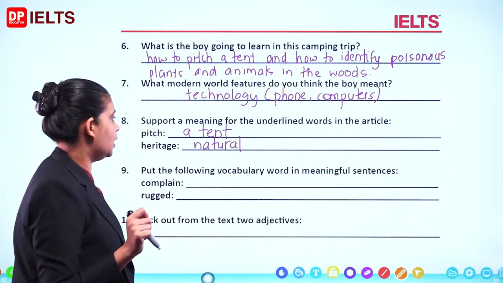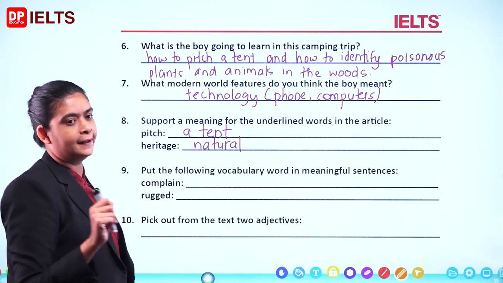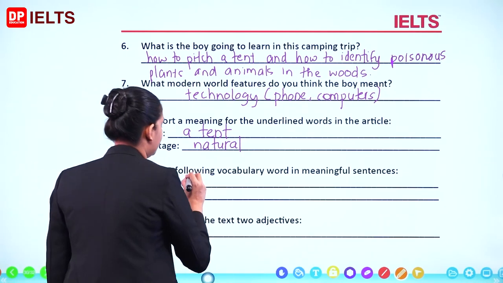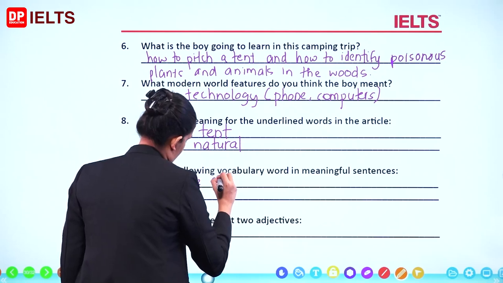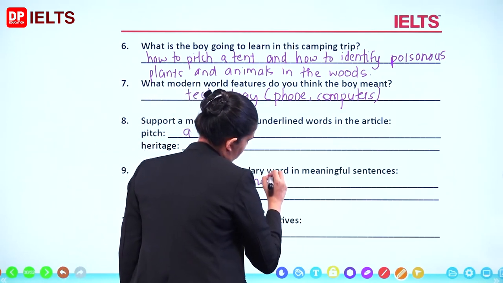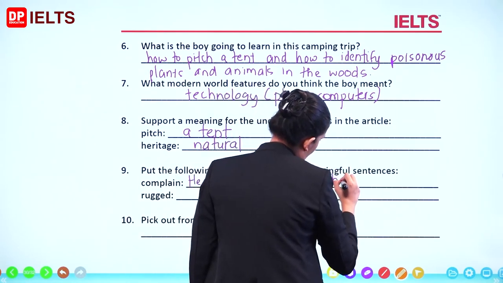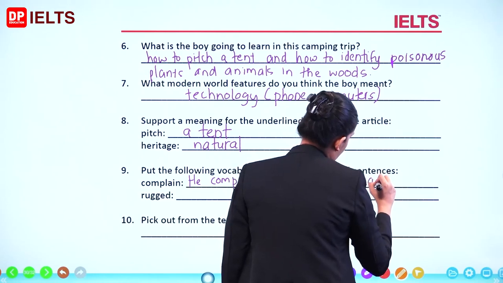Put the following vocabulary word in a meaningful sentence. Complain. He complained about the weather.